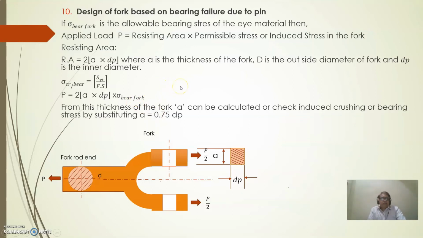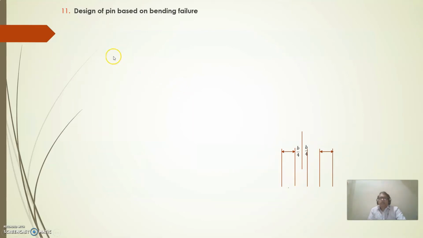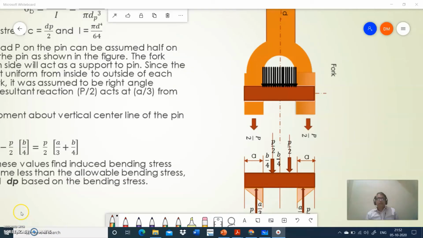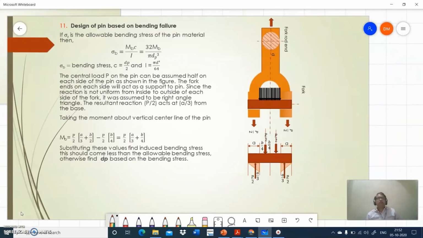After this, the last point we are going to design is the design of the pin based on bending failure. Now we will consider the failure of the pin in bending. So far we have studied the failure of the pin in shear, and the failure of the pin in bearing due to the eye and due to the fork, and now we will study the failure of the pin in bending. Let us take this part, this is the fork. Here the force is acting in the upward direction, and this force is acting in the downward direction, right?